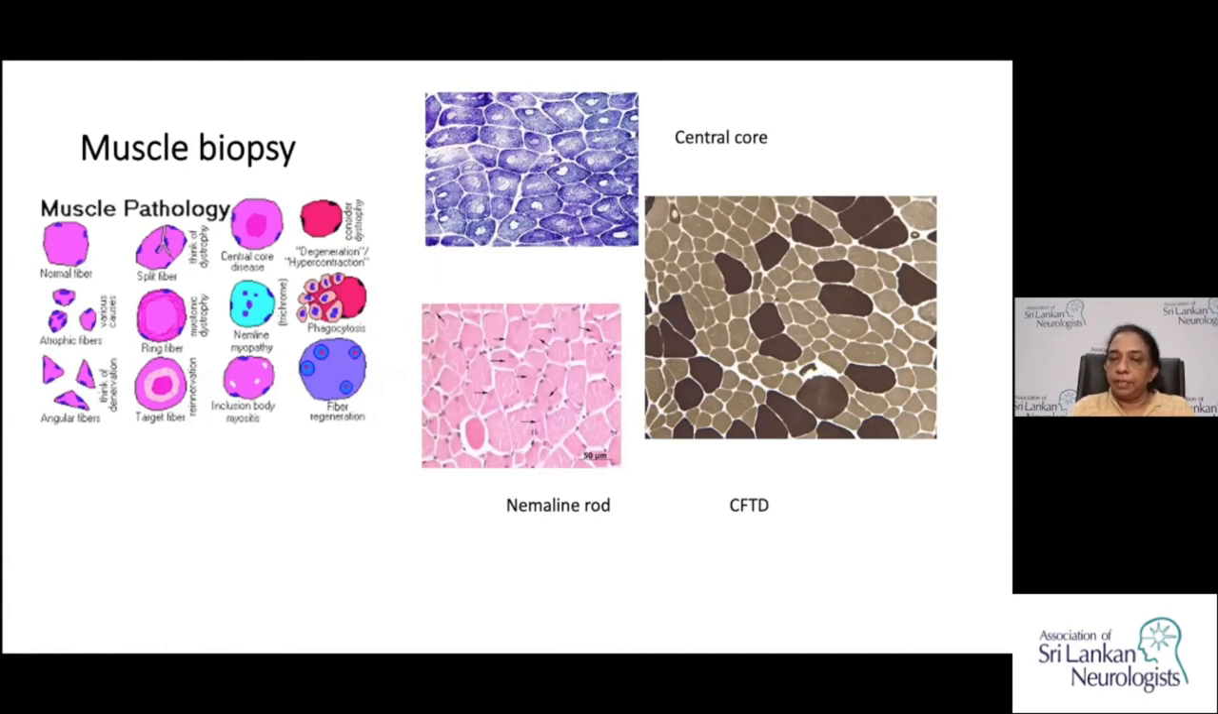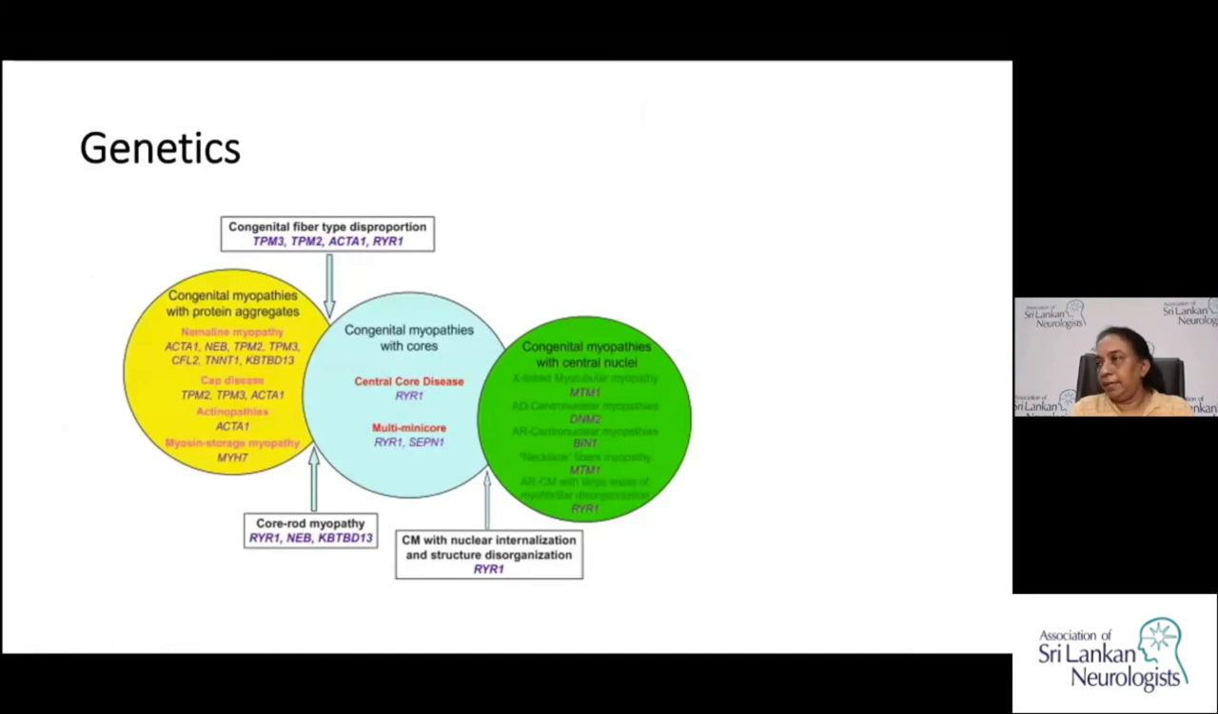Obviously, Duchenne muscular dystrophy will show absence of dystrophin in the muscle, which I haven't shown you in the picture, but that is a diagnostic test. But nowadays, these things are replaced by genetic tests. So here, you don't have to remember everything. I know there are so many mutations that they have found, and it is still evolving.